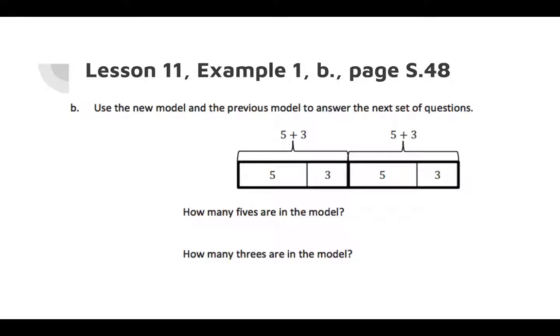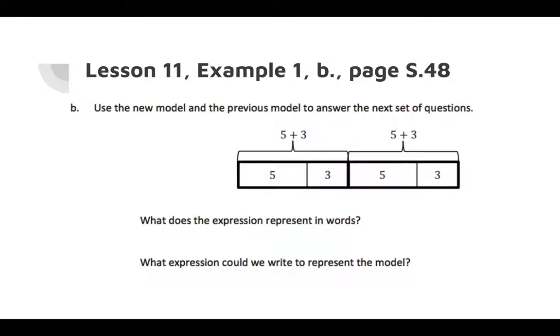Now we have our bar rearranged, and here we have 5 plus 3 and another group of 5 plus 3. How many 5s are in the model and how many 3s are in the model? As you can probably see, there are 2 of each. Moving on, what does the expression represent in words? Think about it. Pause if you need to, and write down your answer if you want to.